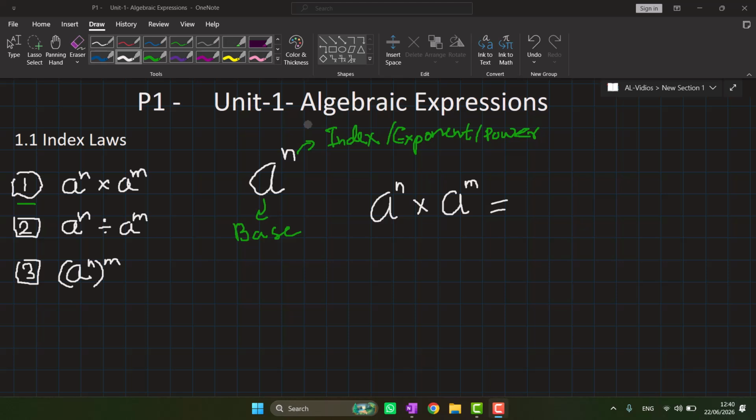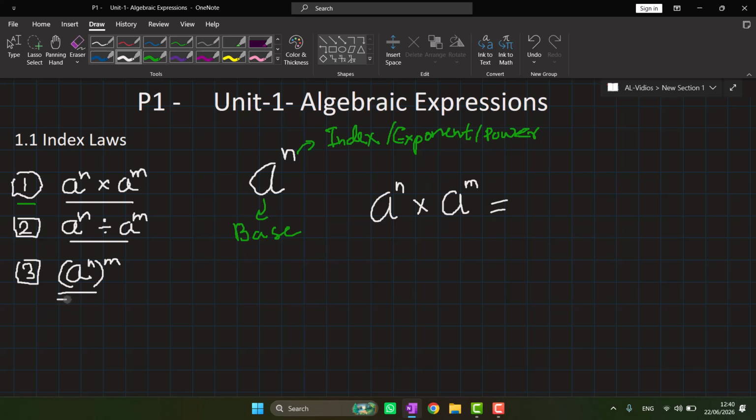Hi, P1 Unit 1, 1.1 Index Laws. There are three indices rules, one for addition, one for subtraction, and one for multiplication and division both.